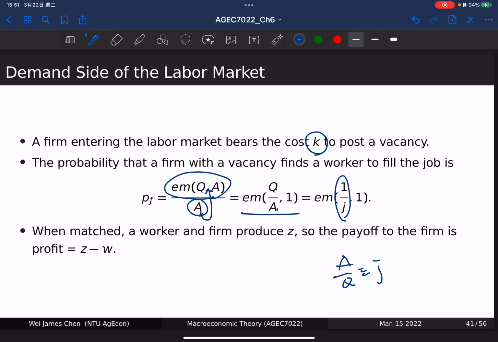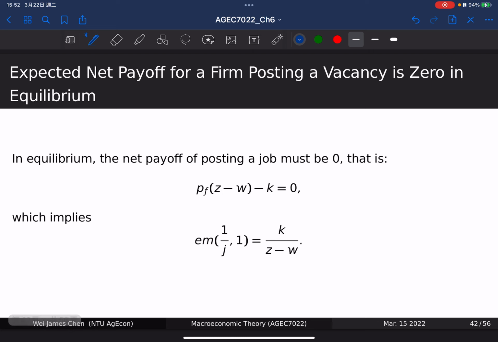If someone is matched, a worker and a firm will together produce Z. So the production is Z. To the firm, the payoff will be Z minus W, where W is the cost of hiring this person. We haven't considered the vacancy posting cost. But if the firm actually got someone who's capable of working, then he will produce Z and the cost is W, so Z minus W. So in equilibrium, the net payoff of posting a job must be 0. This just ensures that this is a perfectly competitive market, so the firm will get 0 profit.